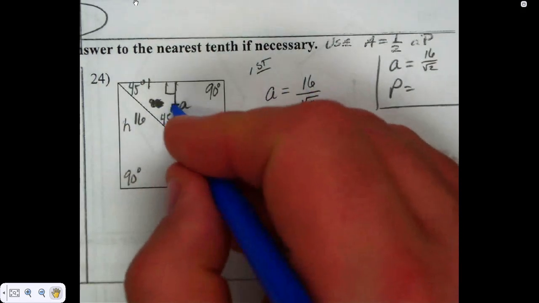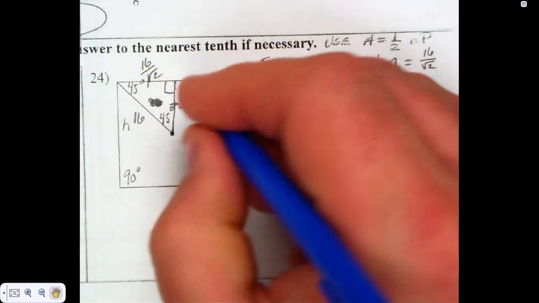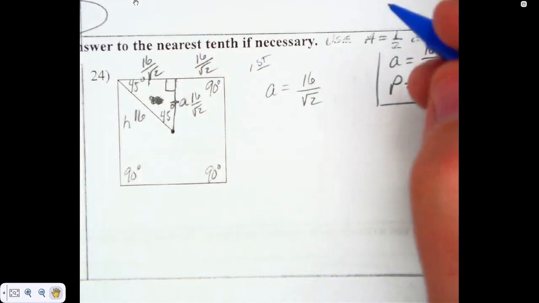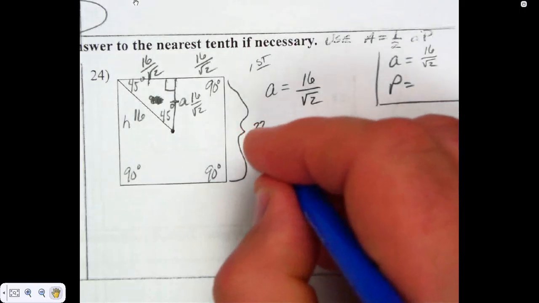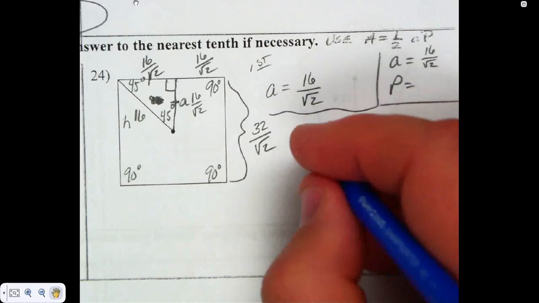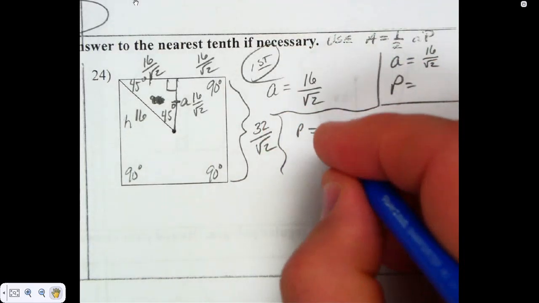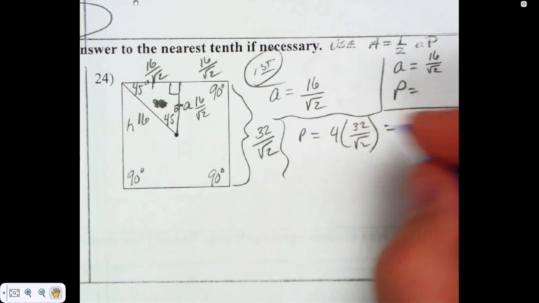But here's the deal. What do we know about the legs of a 45? This one's 16 divided by square root of 2. What's this one? 16 divided by square root of 2. Making this half over here what? 16 divided by square root of 2. What does that make the entire side? How about 32 over square root of 2? So now, how am I going to find the perimeter? 4 times 32 over square root of 2, which I would just leave, is 128 over square root of 2.